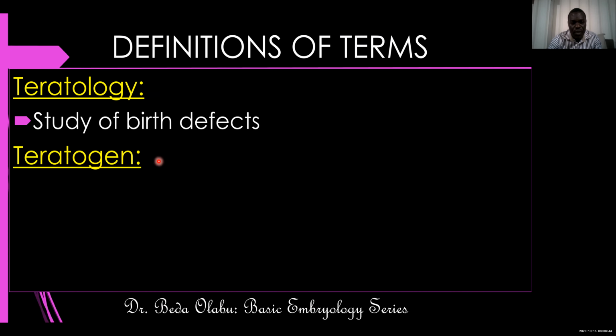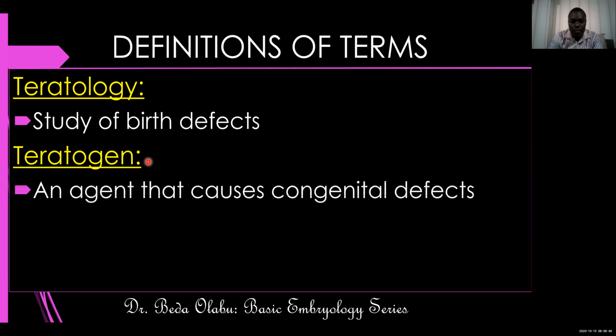The second term I want us to define is teratogen. A teratogen is an agent that causes congenital defects. This agent could be a chemical, it could be an infectious agent, it could be an environmental factor. Whatever it is, as long as it can cause a congenital defect, then it's termed a teratogen.